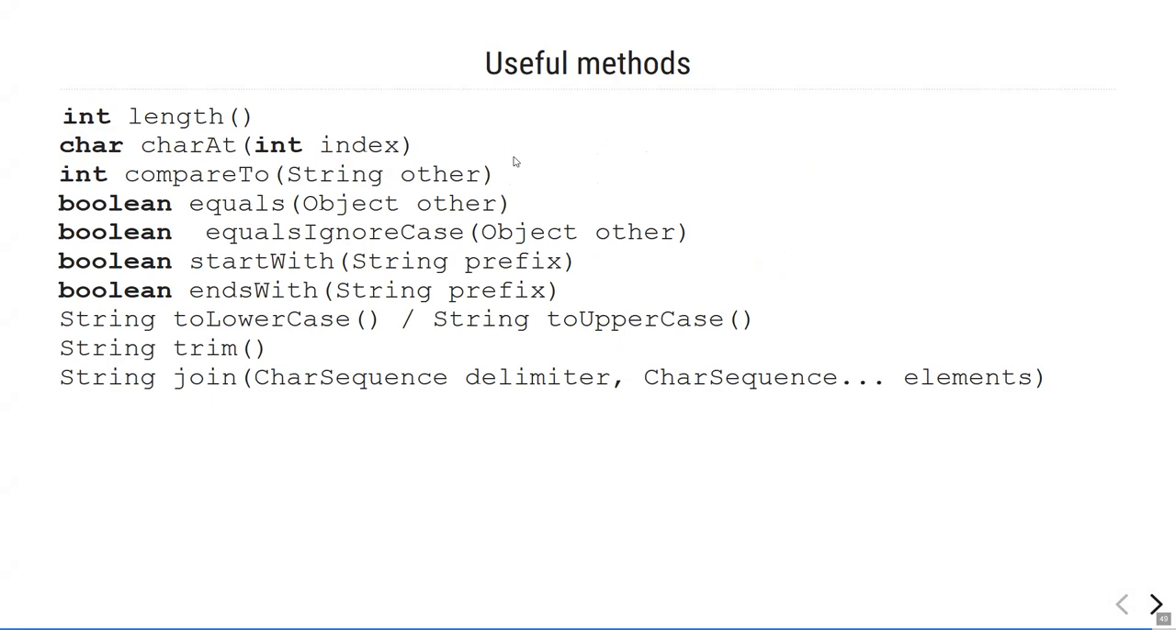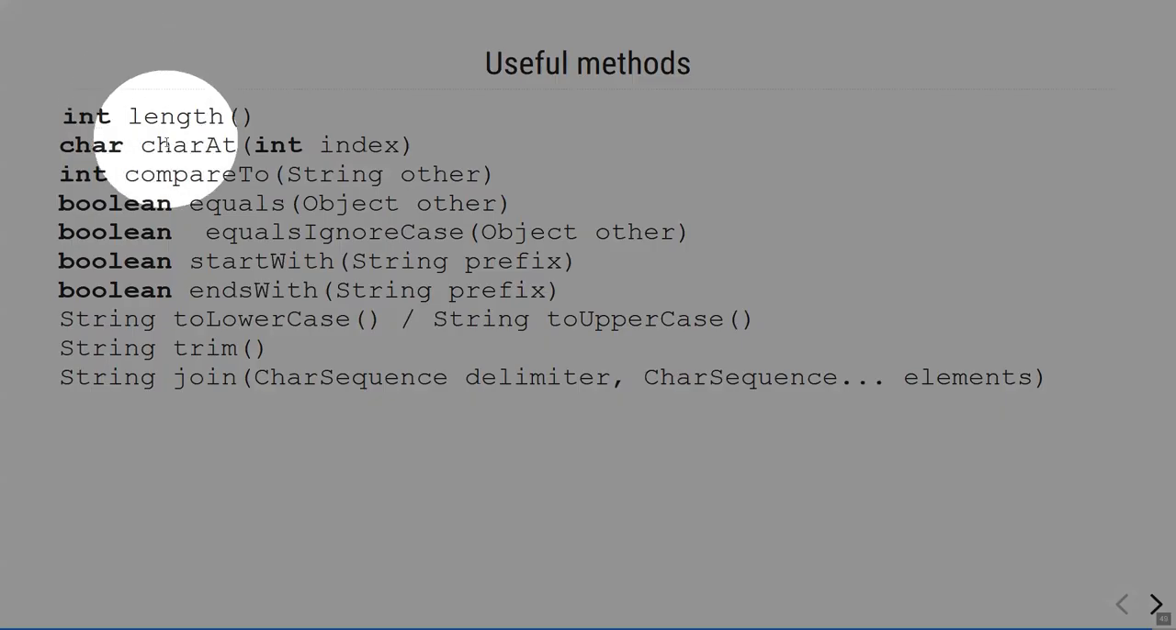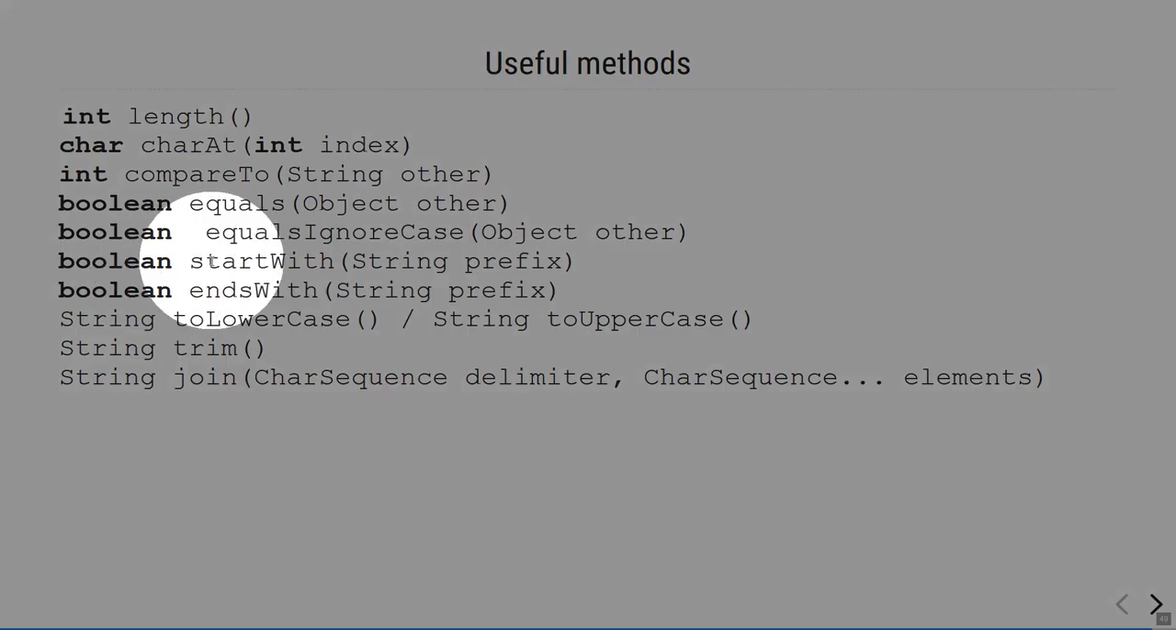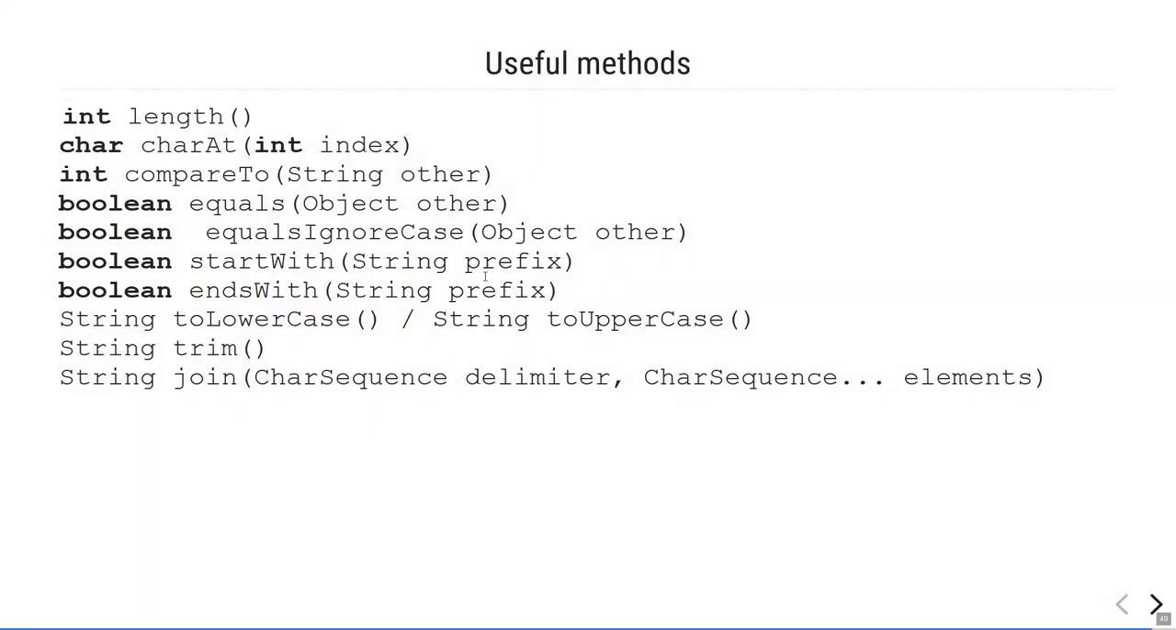String processing is the stuff that you are always doing when writing code. So you can get its length, you can get the character at a position, you can compare strings lexicographically. I mean, A is less than B, B is less than C, and so on. So you can check if a string starts with some prefix or ends with some suffix. It's a typo here, it should be suffix.